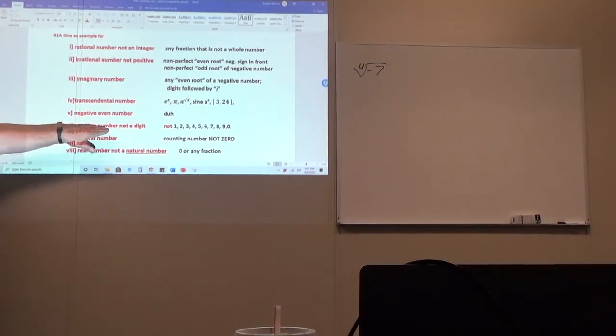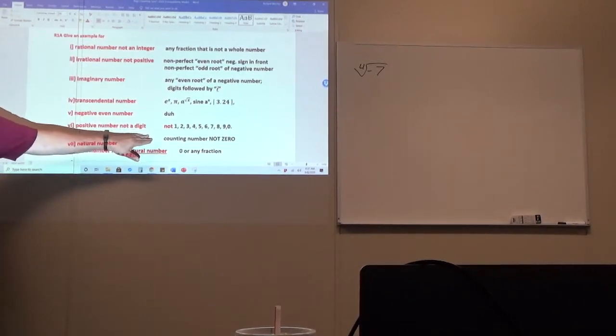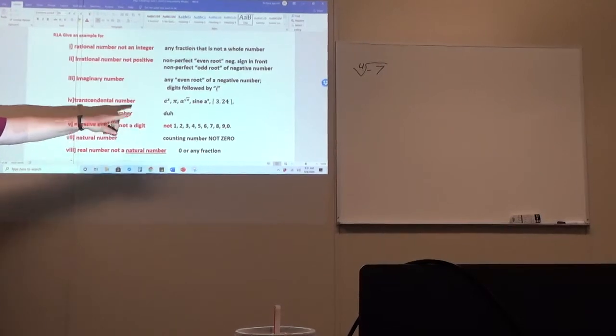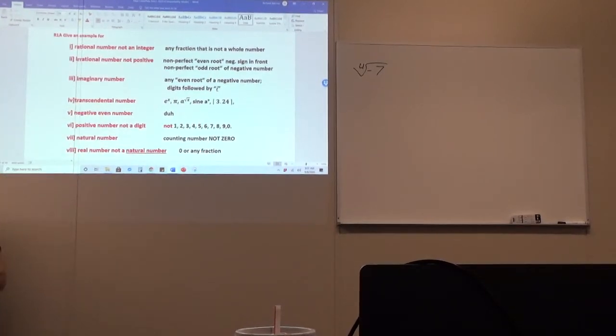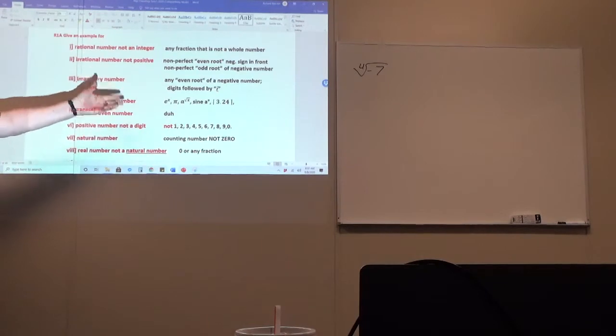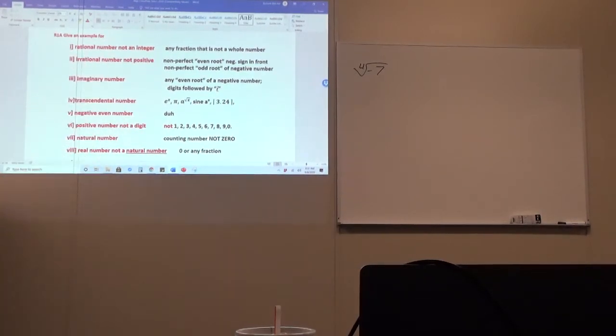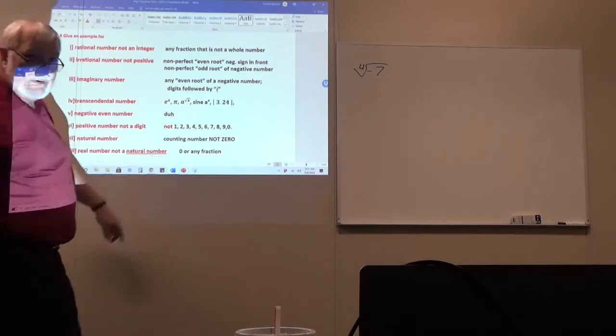And then our positive number that's not a digit. Digit by definition is 0 through 9. So a positive number is any whole number. Well, actually it says positive number, so it could be a fractional part too. So it's any number except one of those digits. A natural number is a counting number that does not include 0. And then a real number that's not a natural number is going to have to be 0 or a negative number.